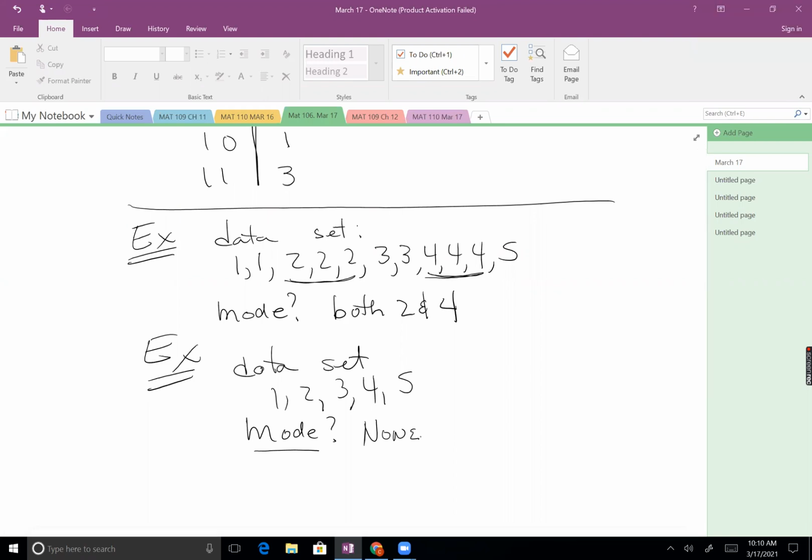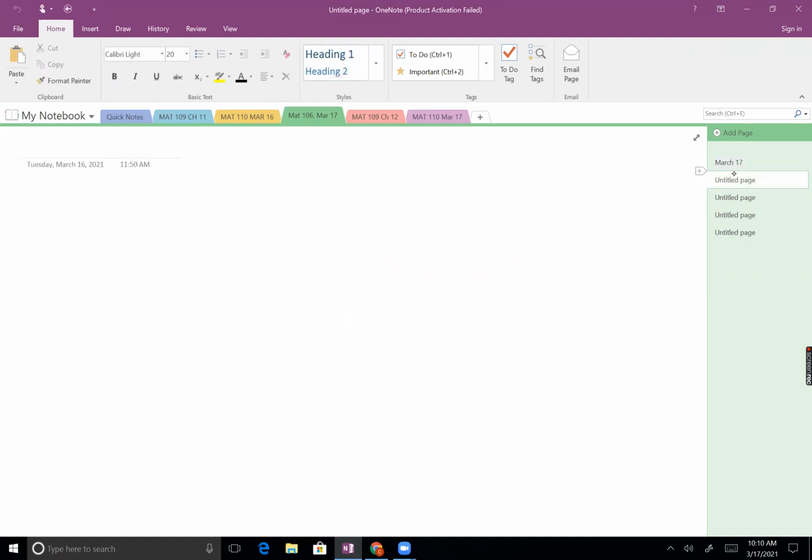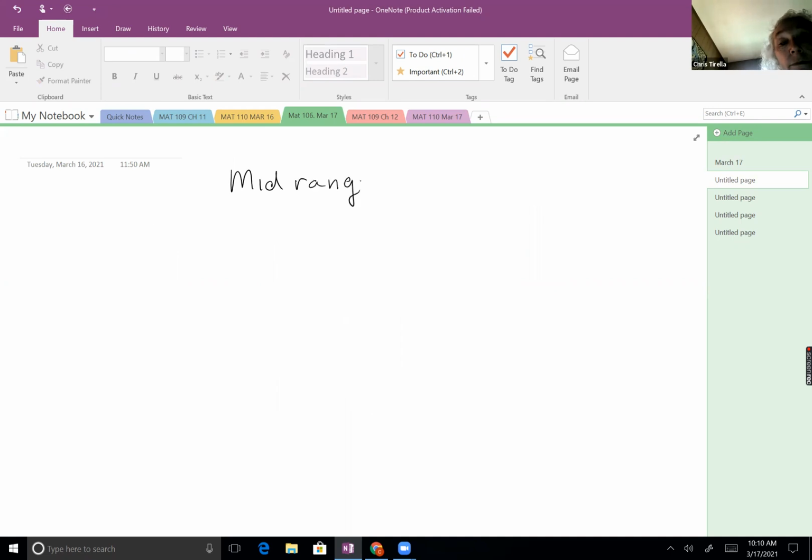Then the next measure of central tendency is the mid-range. The mid-range is the middle of the range of data values. If we try to put all of our numbers on a number line, take the highest and lowest and fold it in half so that they'd meet, where the crease is would be our mid-range. Oh, I'm sorry, I need to backtrack for a minute.